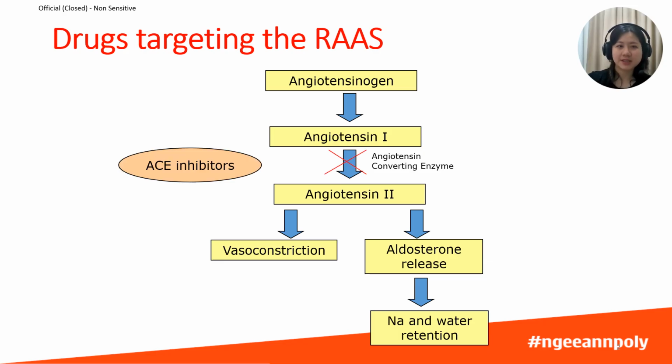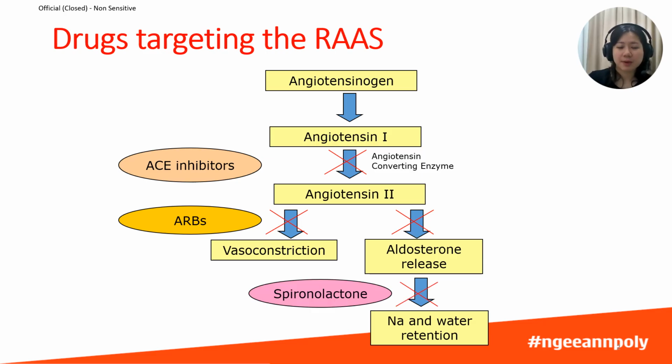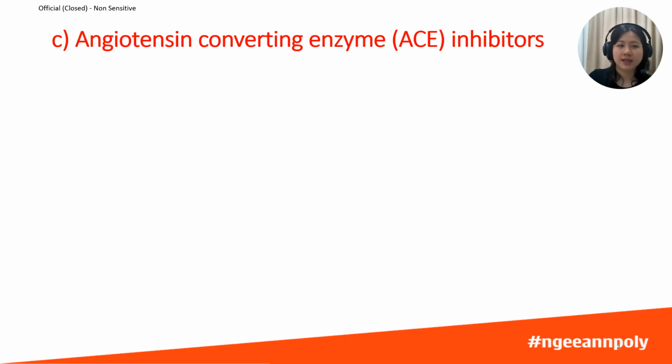ACE inhibitors inhibit the angiotensin converting enzyme, which converts angiotensin 1 to angiotensin 2. Angiotensin 2 receptor blockers block the effects of angiotensin 2, such as vasoconstriction and aldosterone release. Spironolactone, which is a potassium-sparing diuretic, blocks the effects of aldosterone, which is the sodium and water retention. Let's first take a look at ACE inhibitors.